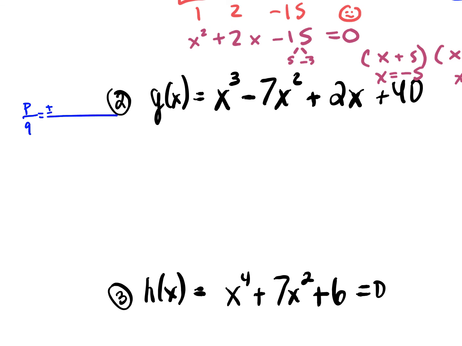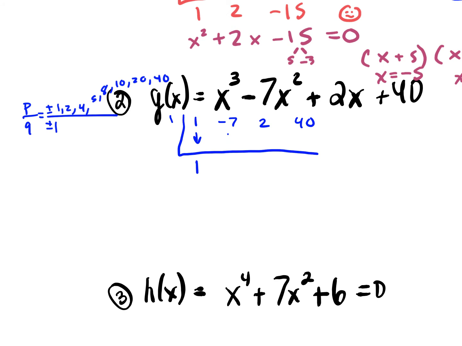1, 2, 4, 5, 8, 10, 20, 40. I think that's all of them. And then my factors of my leading coefficient are just plus and minus 1. So what do I want to try first? 1. Let's try 1. In my box, I have to put 1, -7, 2, and 40.